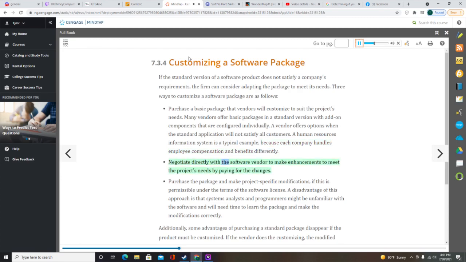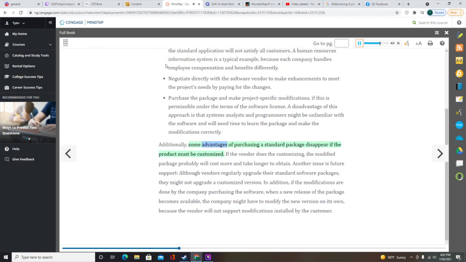Negotiate directly with the software vendor to make enhancements to meet the project's needs by paying for the changes. Purchase the package and make project-specific modifications, if this is permissible under the terms of the software license. A disadvantage of this approach is that systems analysts and programmers might be unfamiliar with the software and will need time to learn the package and make the modifications correctly. Additionally, some advantages of purchasing a standard package disappear if the product must be customized.